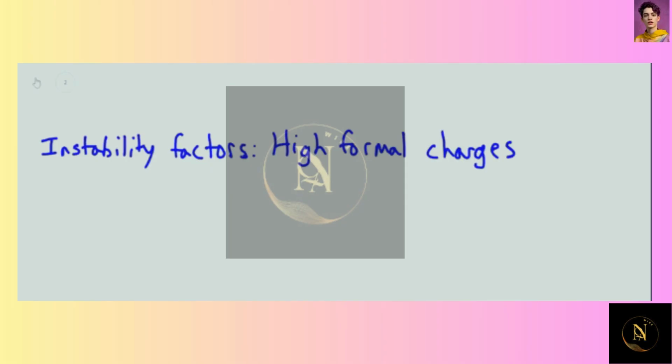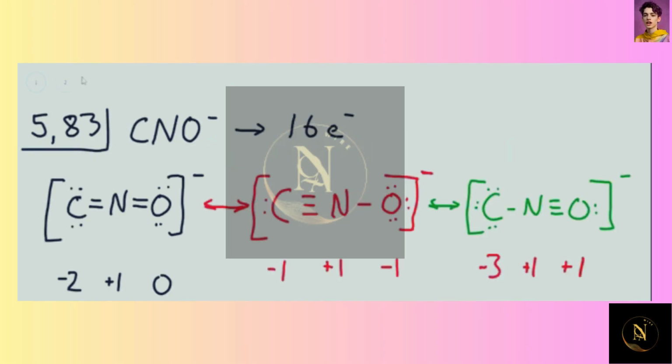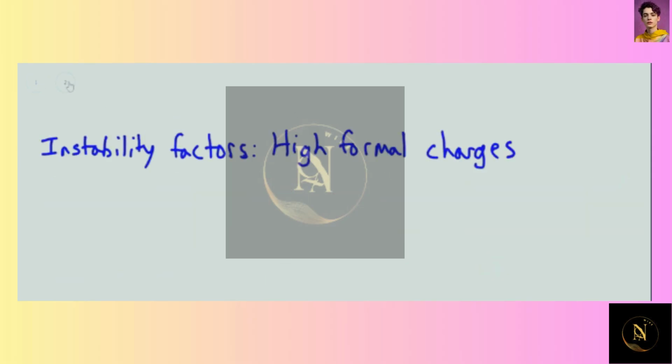Next, we have negative formal charge on the carbon. Carbon typically has a formal charge of 0 in many compounds, but typically it's more favorable to be positively charged than negatively charged. And all three of our resonance structures have a negative formal charge on the carbon. So that is an unstable factor.